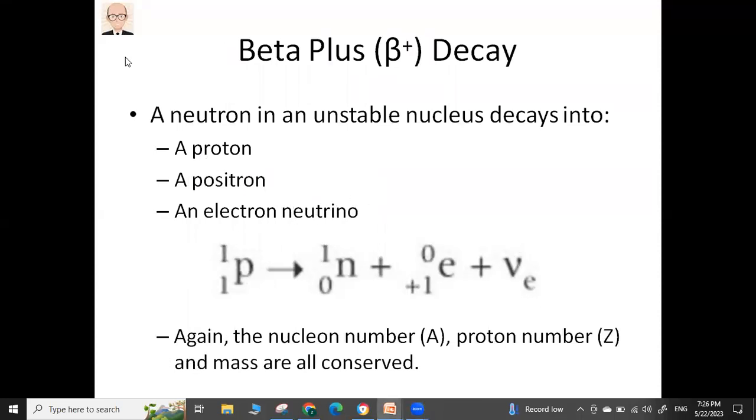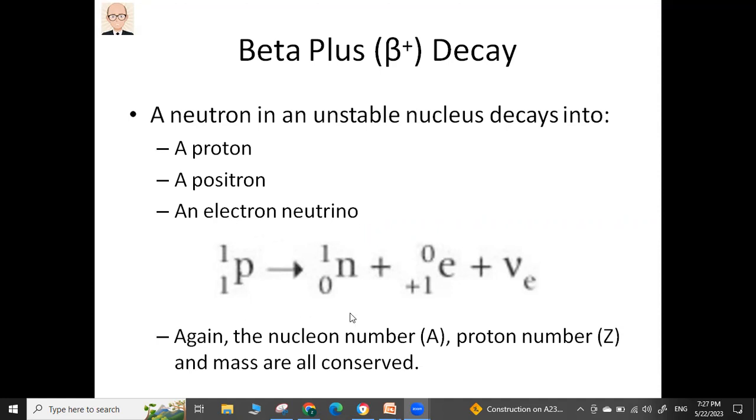Now another beta decay, and we call that one beta plus decay. In beta plus decay, a proton in an unstable nucleus decays into a neutron, a positron, and an electron neutrino. Again, the nucleon number, proton number, and mass are all conserved. So when we have beta plus decay, the proton changes into the neutron, just the reverse of beta minus. In beta minus, a neutron changes into a proton, but in beta plus, a proton changes into a neutron.